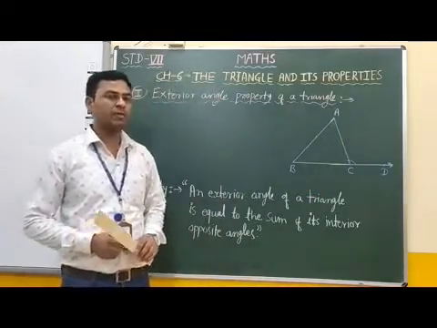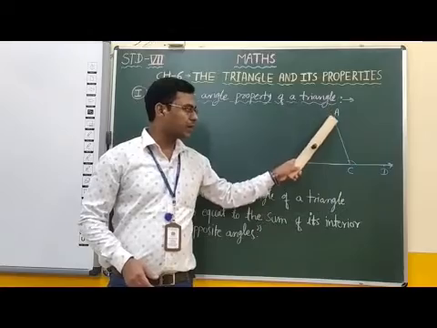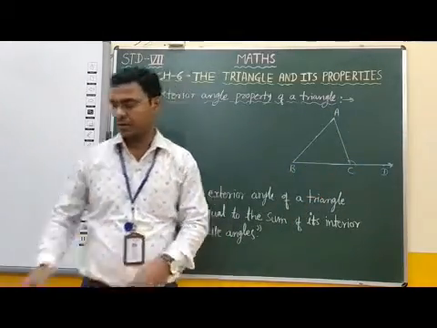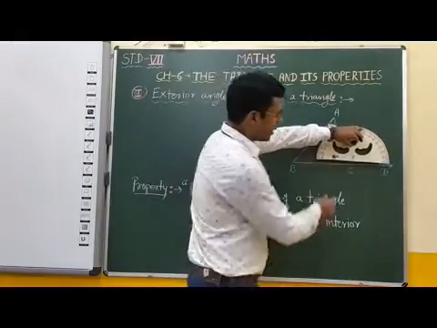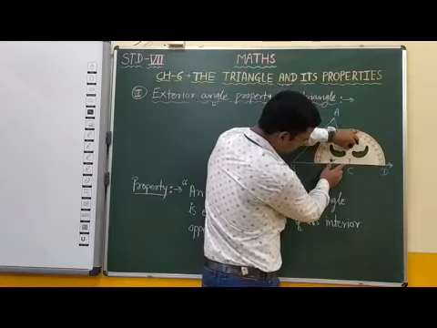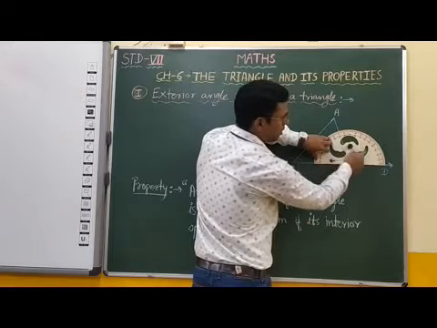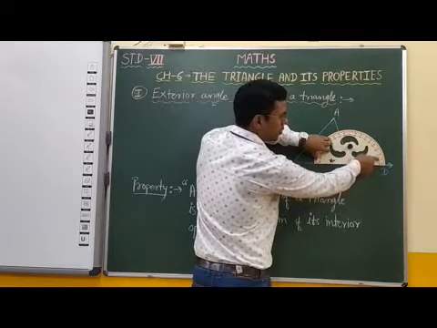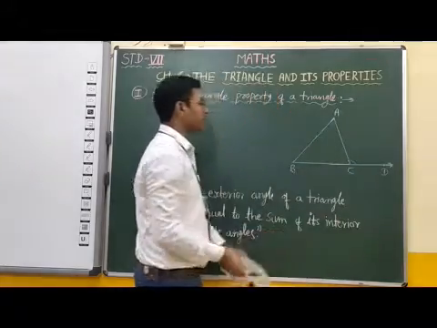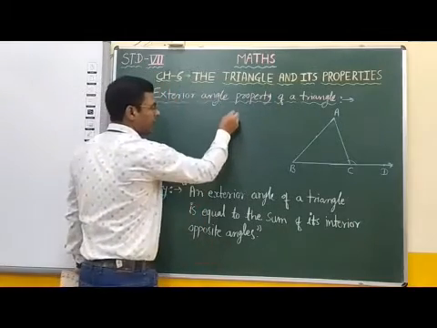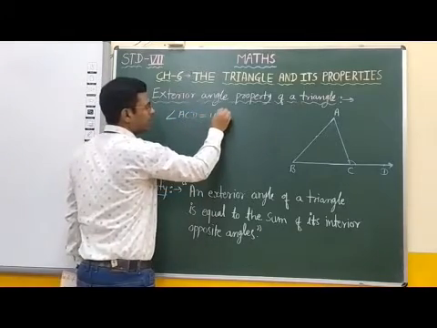Now students, if you measure these angles, angle A, angle B and this exterior angle, suppose you measure this exterior angle, here we use the inner scale. The measure of this angle is 110 degrees. Therefore, angle ACD is equal to 110 degrees.